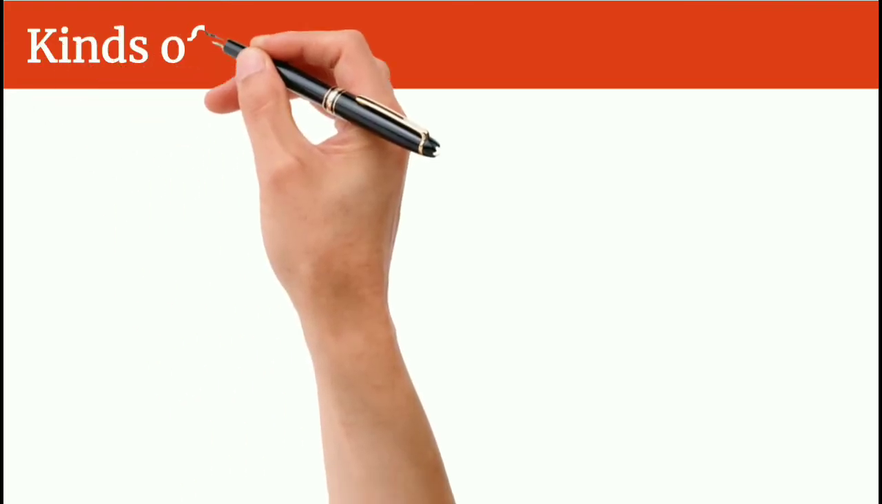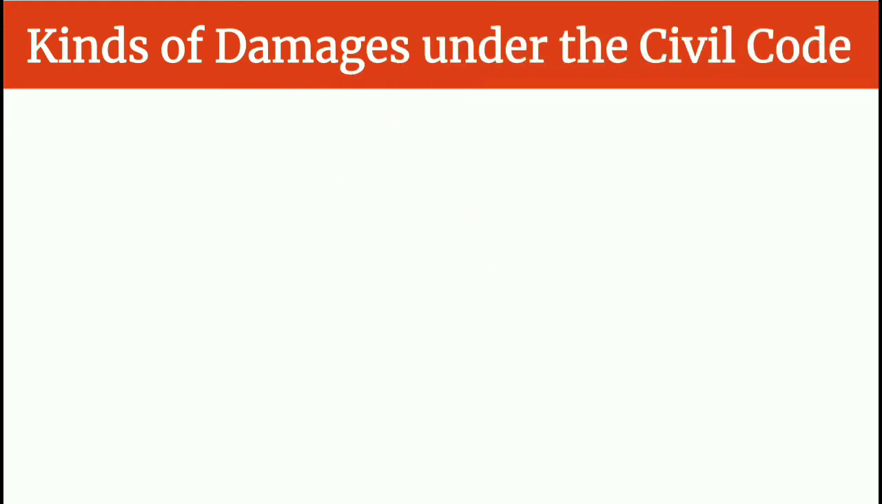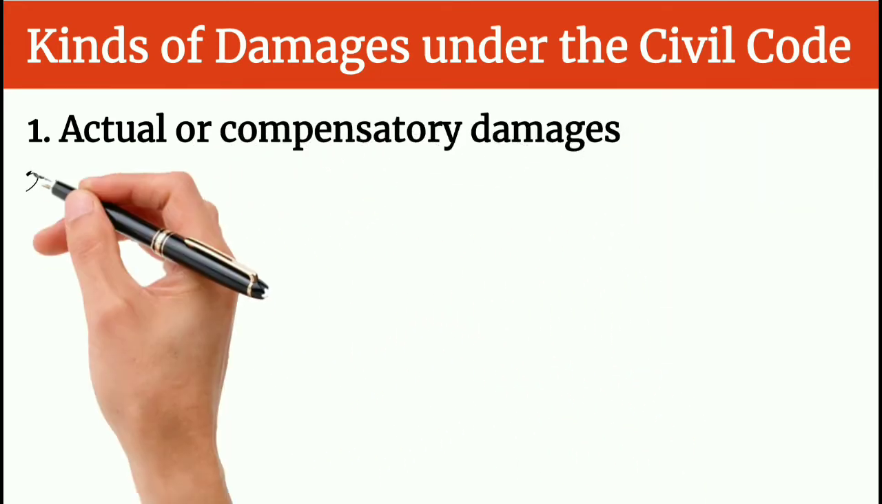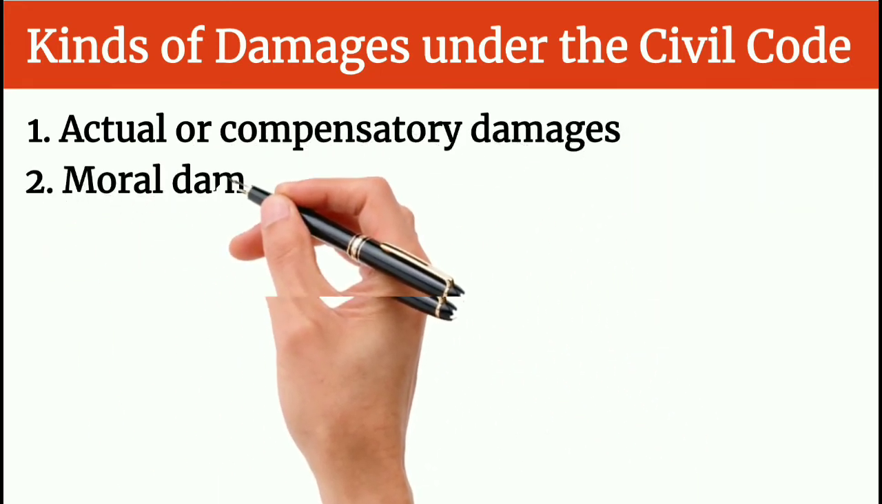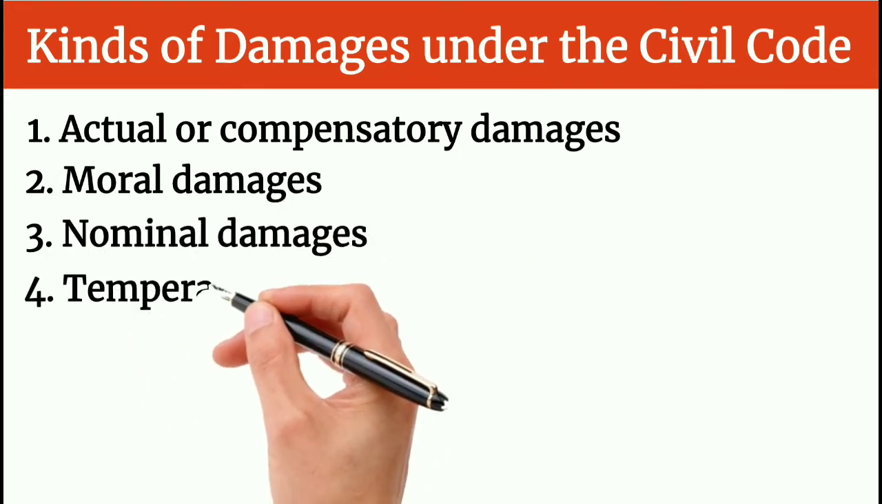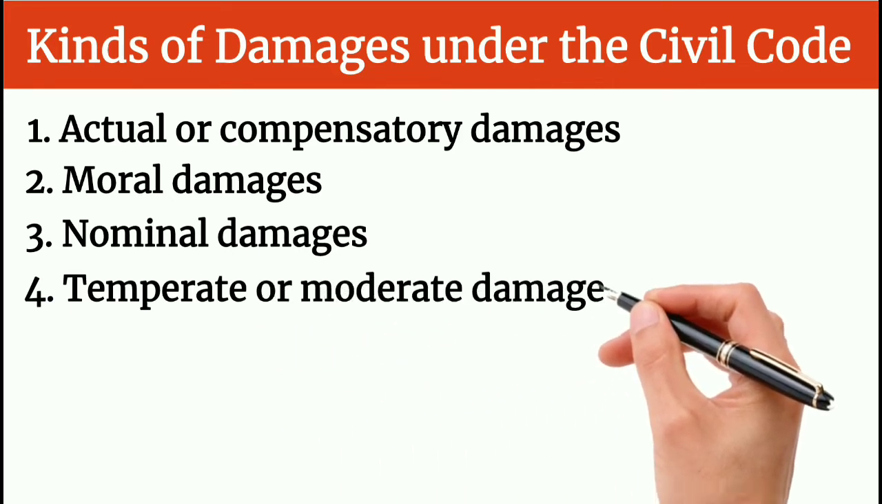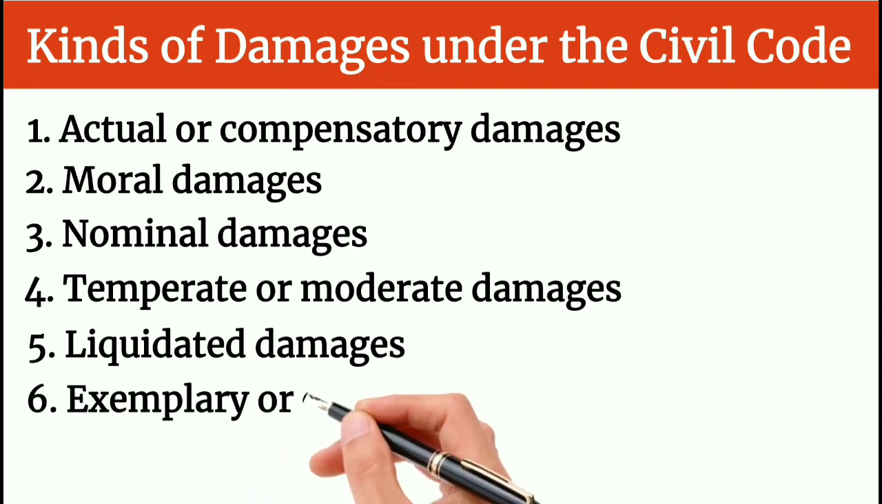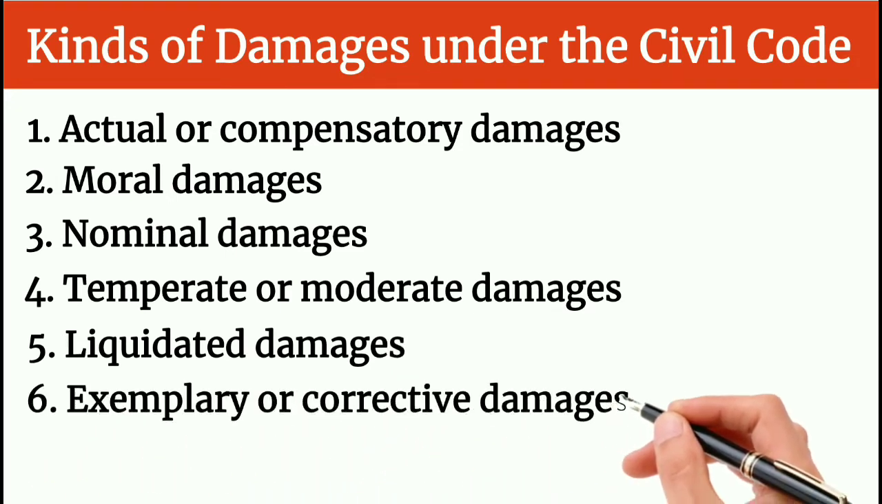At this point, since alam nyo na kung anong ibig sabihin ng damages, let us now proceed to the kinds of damages under the Civil Code of the Philippines. There are 6 kinds of damages under the Civil Code of the Philippines, and they are: first, actual or compensatory damages; second, moral damages; third, nominal damages; fourth, temperate or moderate damages; fifth, liquidated damages; and sixth, exemplary or corrective damages.